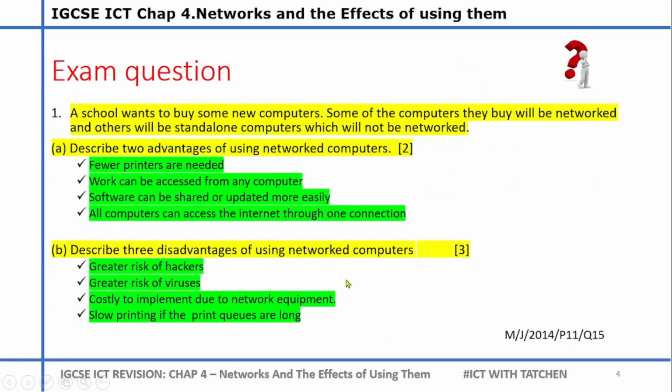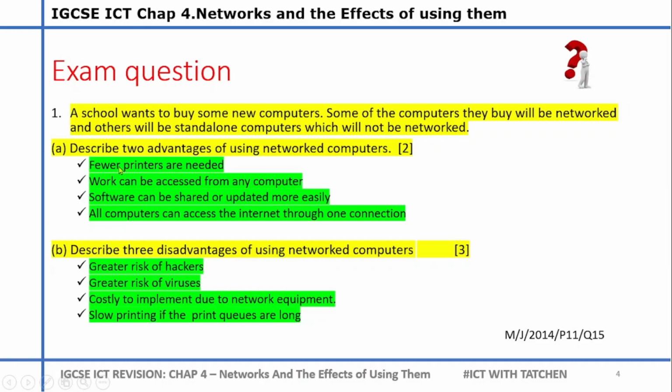Now, just before we get into the different network devices and terms, firstly, this is a quite interesting question. It's a past question. A school wants to buy some new computers. Some of the computers they buy will be networked, and others will be standalone computers which will not be networked. Describe two advantages of using networked computers. So if you want to advise them, why would you want them to use networked computers?